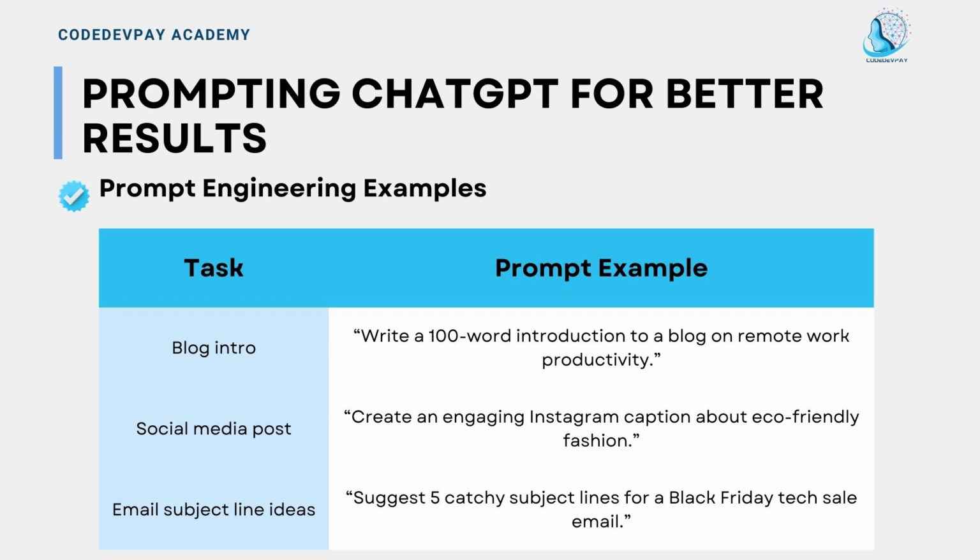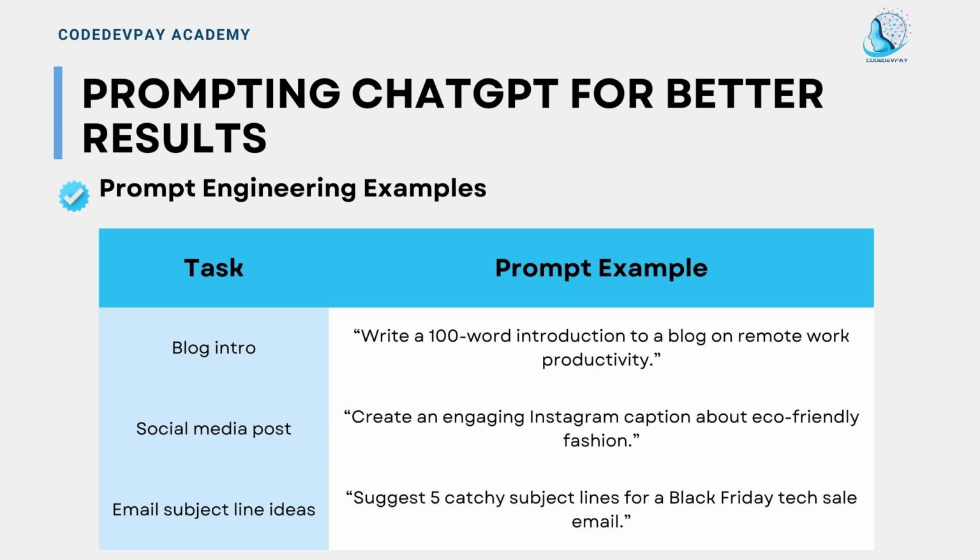Now let's look at how to give a prompt for a social media post. You can just simply type, create an engaging Instagram caption about eco-friendly fashion. And let's do the last one on email subject line ideas. You can also write, suggest 5 catchy subject lines for Black Friday tech sales.